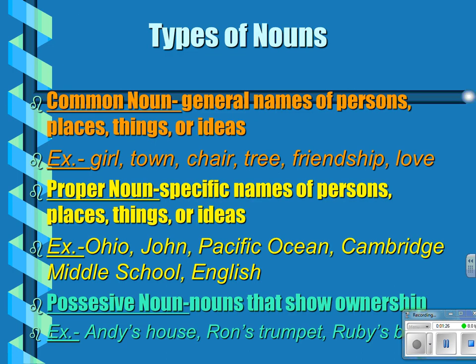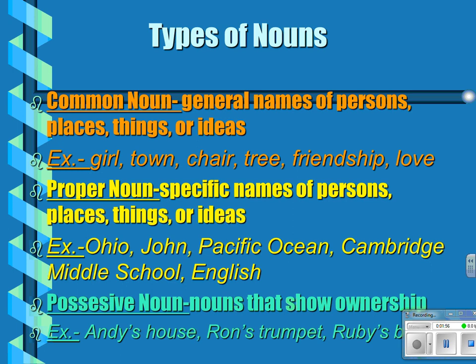Types of nouns. We have common nouns, and those are general names of persons, places, things, or ideas, like girl, town, chair, tree, friendship, love. Those are all examples of common nouns. Proper nouns would be specific names of persons, places, things, or ideas, like Ohio, John, Pacific Ocean, Cambridge Middle School, English. And notice those are all capitalized. They are proper nouns, specific names.